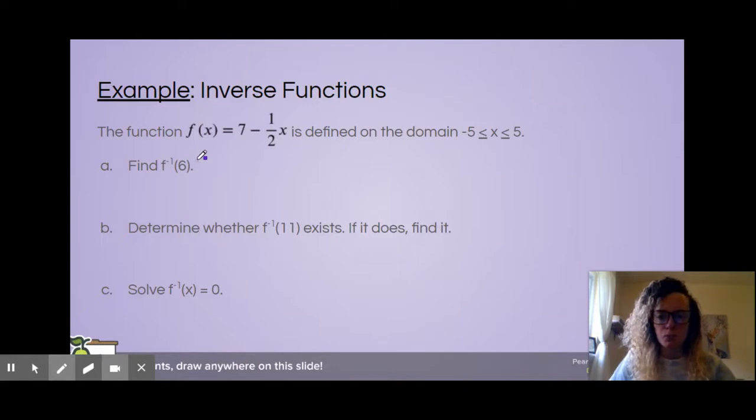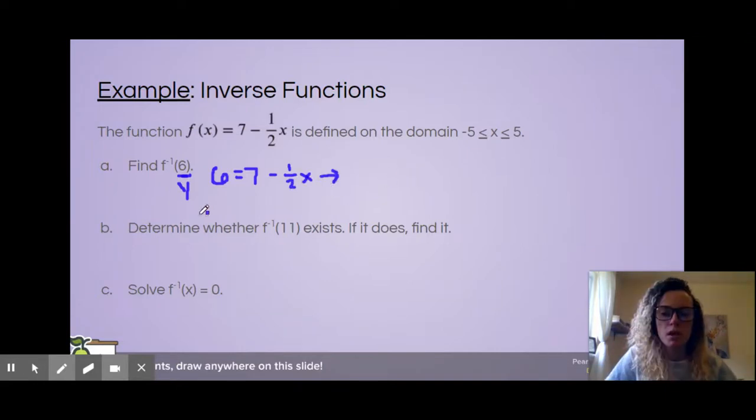So in part A, they're asking us to find f to the -1 of 6. To review from last week, we know because it has that -1 exponent that this 6 is a y value. So that means I'm plugging in 6 for y, or 6 for f of x, and I'm solving for x. So if I subtract 7 from both sides, that means I would have -1 equaling -1/2 times x.